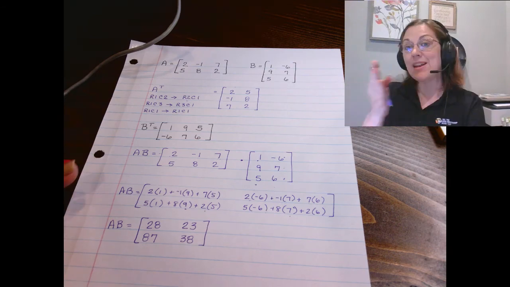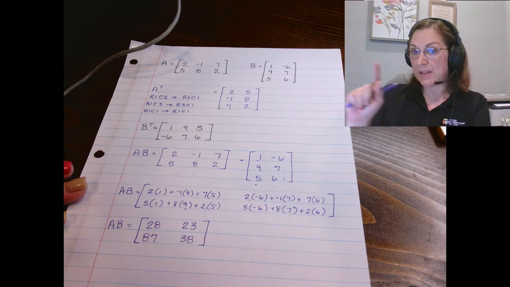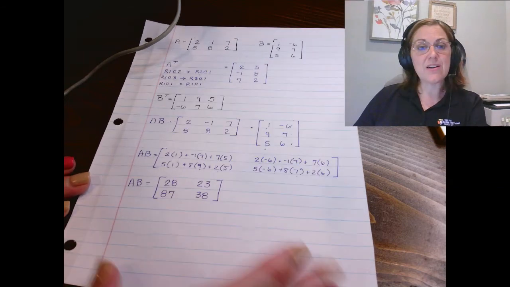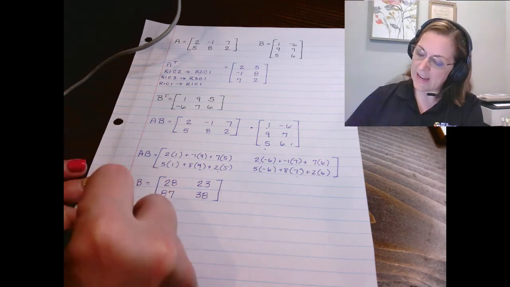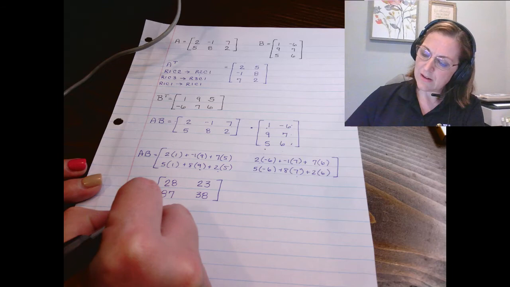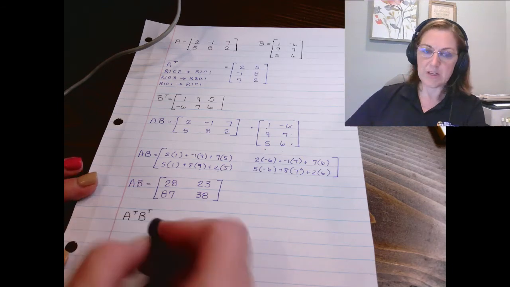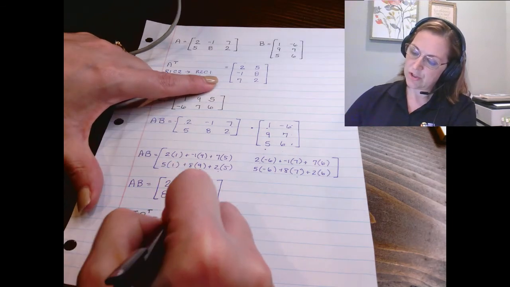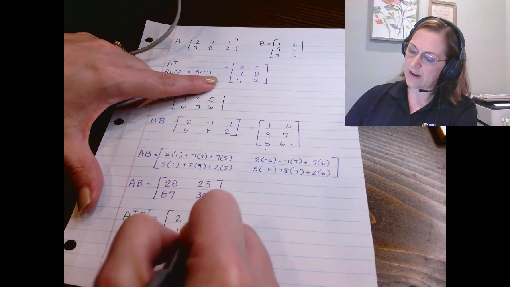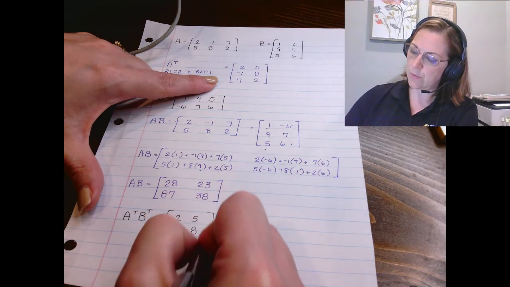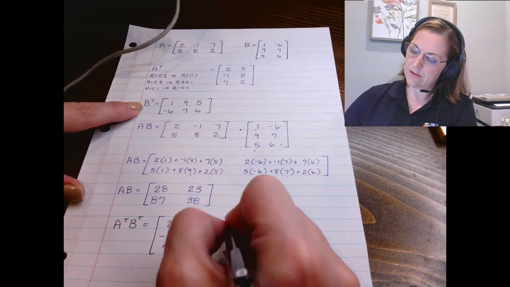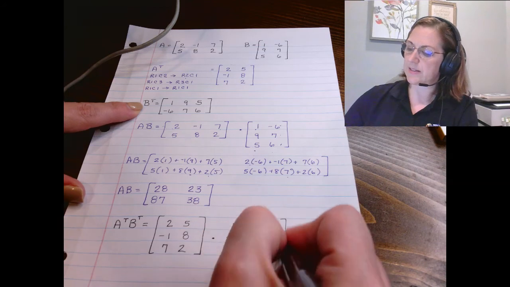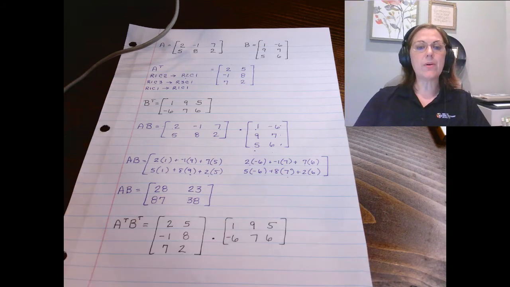Remember, I said it's not commutative, so A times B will not give us the same thing as B times A. However, when we do our technology example, I'm going to multiply A transposed times B transposed. So essentially, I'm going to ask the matrix calculator to multiply 2, 5, -1, 8, 7, 2 times 1, 9, 5, -6, 7, 6. Okay, let's see what we get there.